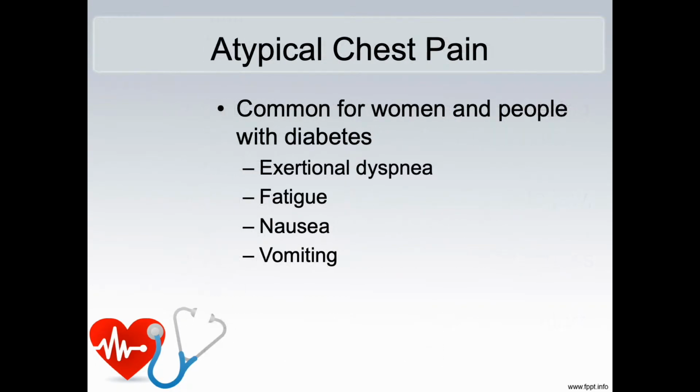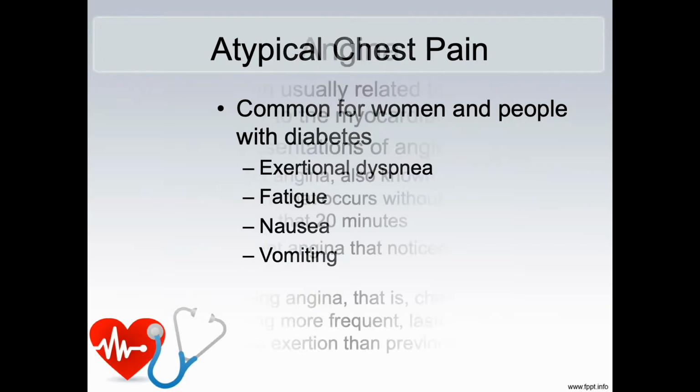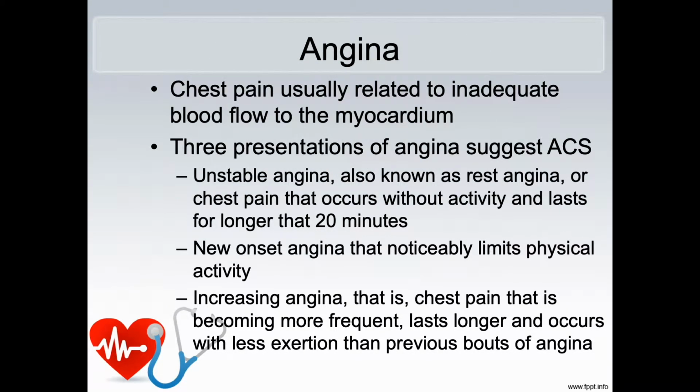Be aware that not everybody reports the typical type of chest pain associated with myocardial infarction and angina. There is also atypical chest pain, which is common for women and people who have diabetes. These symptoms include exertional dyspnea, fatigue, nausea, and vomiting without the traditional signs and symptoms associated with coronary artery disease and chest pain. And what is angina, also pronounced angina? It is chest pain that is usually related to inadequate blood flow to the myocardium.